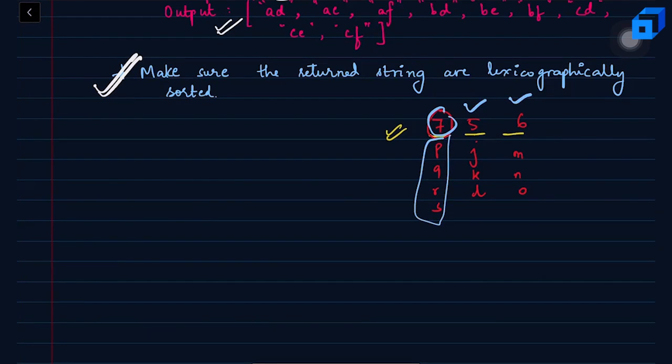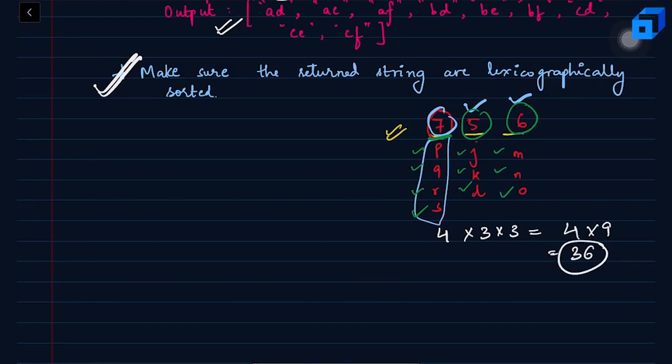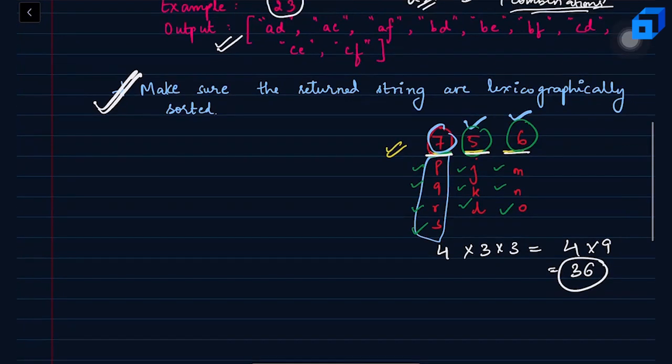If you remember how combinations work, for the first place I can place any of these 4 characters. For the second place, any of these 3 characters. And for the third place, any of these 3 characters. Can you easily calculate the total number of combinations? It can be calculated by multiplying 4 into 3 into 3, which is 4 into 9, and the answer is 36. So by looking at the length of the digit string and the total possibilities for each position, I can figure out the total number of combinations. But the question is to find all those combinations and to return them in a lexicographically sorted manner.